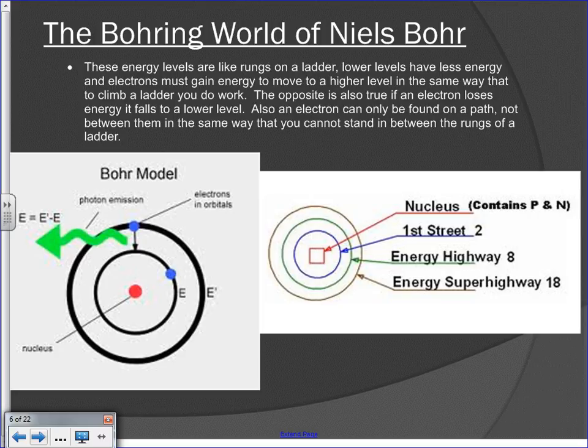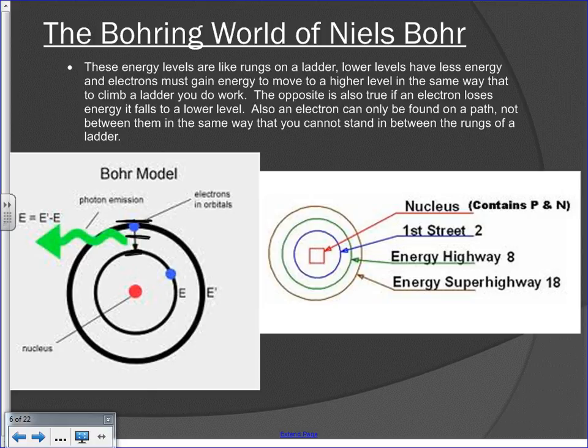All right. So an electron can only be found on a path, not between them. It's just like a ladder. You're either in this orbital or you're in this orbital, but you're never going to be in between them. Last time I checked, you can't stand in between the rungs of a ladder. Unless you're on the International Space Station, then I suppose you could, because there's no gravity to pull you down to the other rung. But on Earth, anyway, you can't stand between the rungs. You have to stand on one or the other, and the energy levels for the electrons are the same thing.